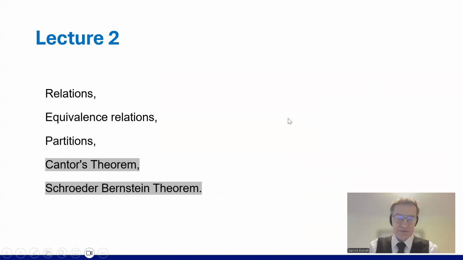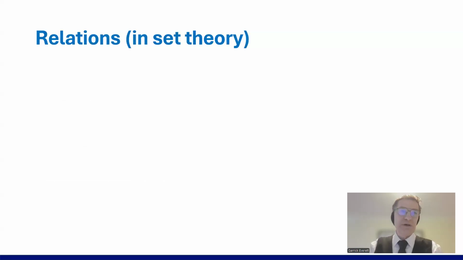In this lecture, I'm going to split it up into two sections so that you're not getting too much all in one hit. We're going to do relations, equivalence relations, and partitions in the first part, and Cantor's theorem and Schroeder-Bernstein in the second part. Some of this you may have seen before in previous lectures or in school, so bear with me. Here we go.